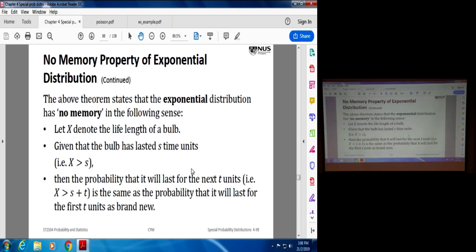Let me just interpret what the theorem means. We'll do the proof afterwards. So what this result means is that the exponential distribution doesn't have a memory. An example of what this statement means is the following.